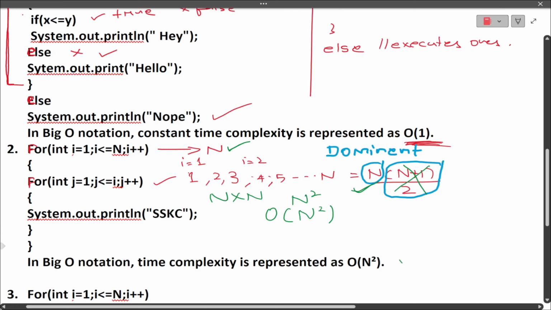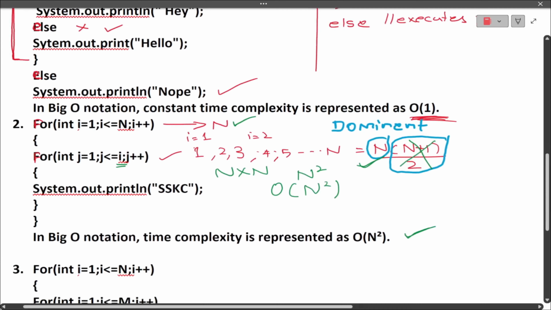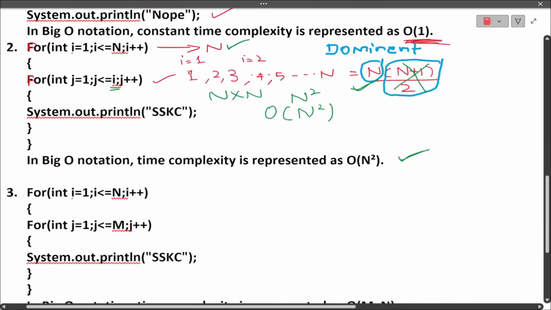Yeah, see, this is the reason. Directly the answer will not be omega n square. This is the reason why we have considered n and n, even though I'm having i here. Okay, did you get this? Yeah, very good. Now talking about this particular program.